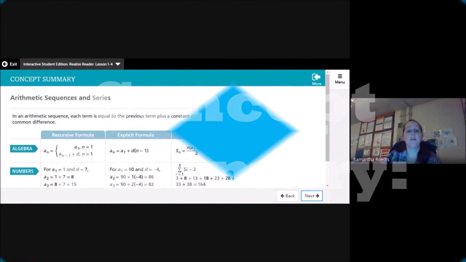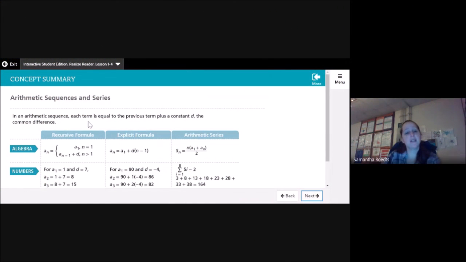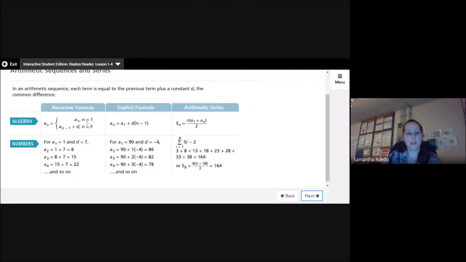All right, concept summary, arithmetic sequence and series. In an arithmetic sequence, each term is equal to the previous term plus a constant d, the common difference. So the recursive formula: a sub 1 is given, and a sub n equals a sub n minus 1 plus d, where n is greater than 1. So for a sub 1 equals 1 and d equals 7, I have a sub 2 equals 1 plus 7 equals 8, and so on.